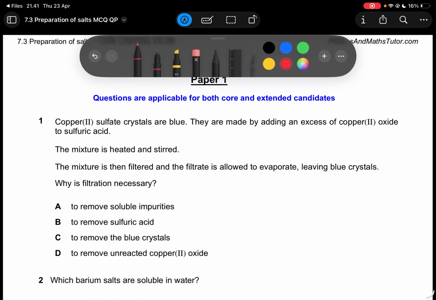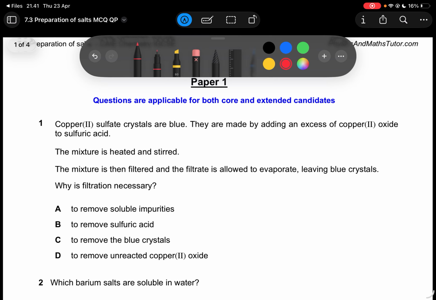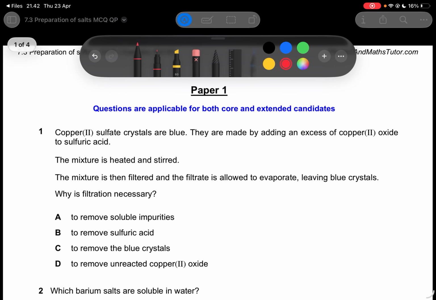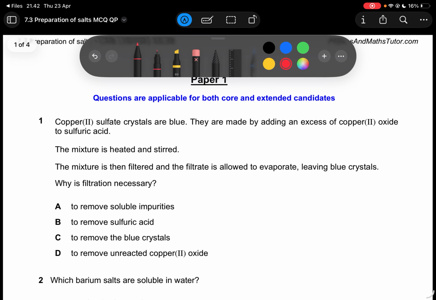Preparation of salts, MCQ question paper 1. So the questions are applicable for both core and extended candidates. Question number 1. Copper sulfate crystals are blue. They are made by adding an excess of copper(II) oxide to sulfuric acid.